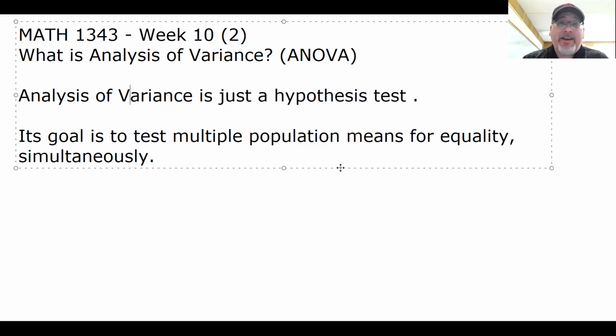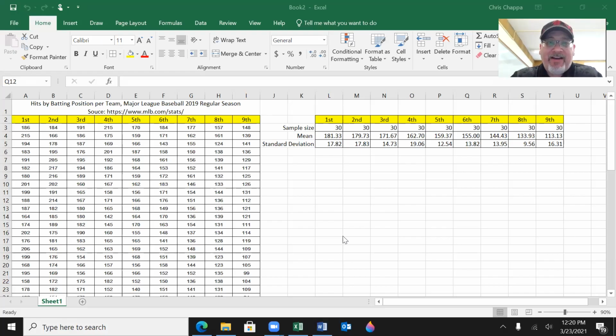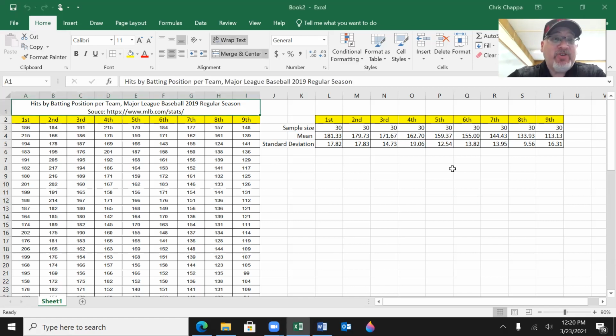I'm going to show you an example of what I'm talking about. I've put together some data that I extracted from the Major League Baseball statistics archive, if you will. And I've pulled a lot of data by copying and pasting into Excel and formatting it nicely. Data measuring hits by batting position per team for Major League Baseball's 2019 regular season. There's the website that I extracted it from.